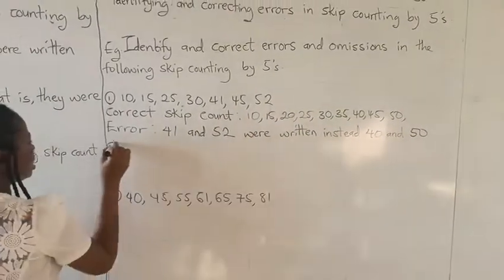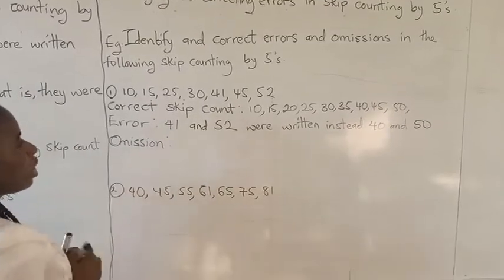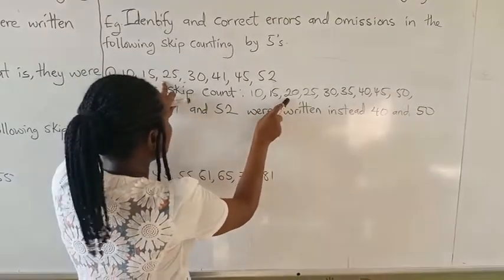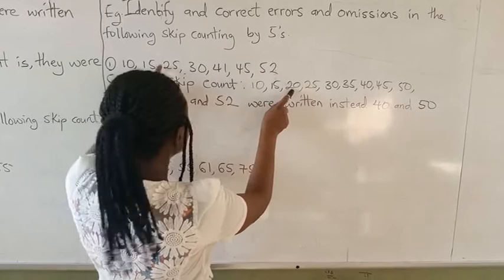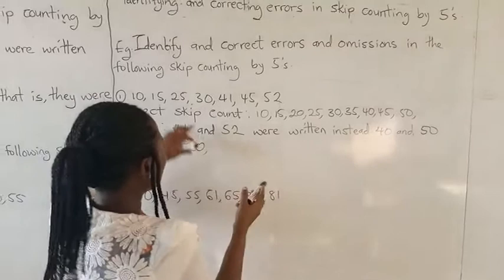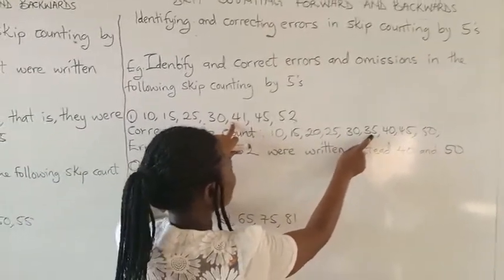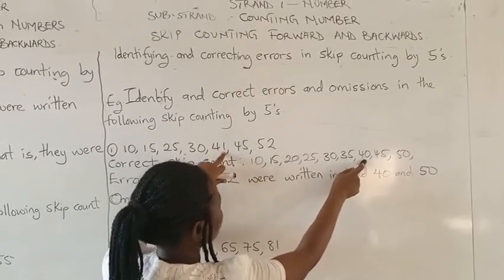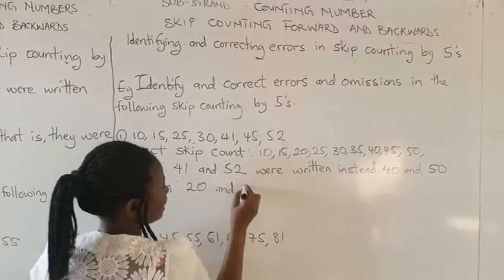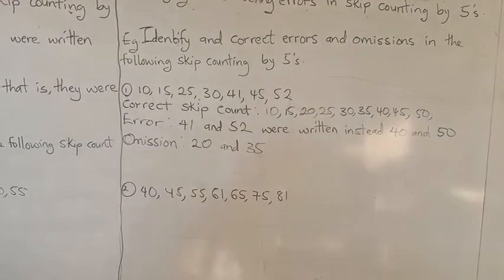Now let's look at the omission in this skip count. Okay, now we compare: 10, 15, 20, and then 25. So here 20 was not written here. Okay, so it's an omission. Let's see if we have another one. So 25, 30, 35 was skipped to 40, which is the 41. So here we have 35 as well. So 20 and 35. These are the omissions and the errors for the first example.